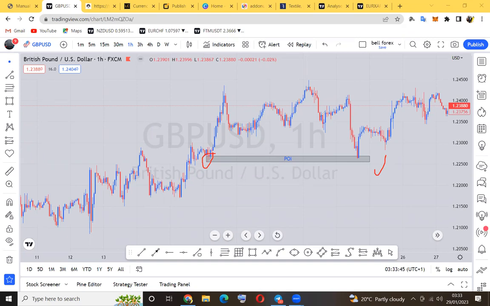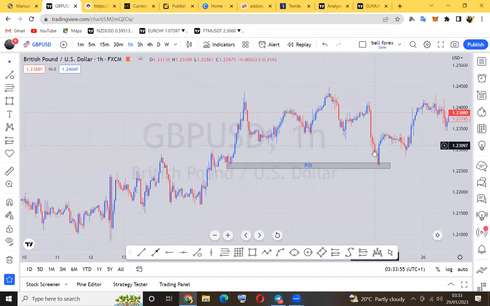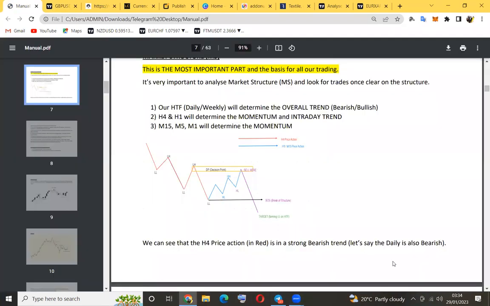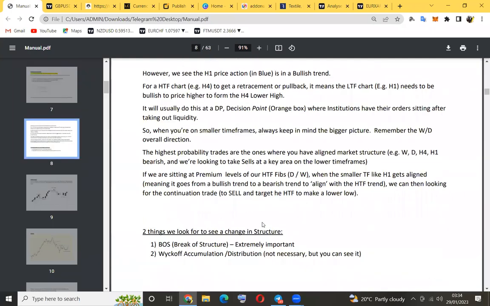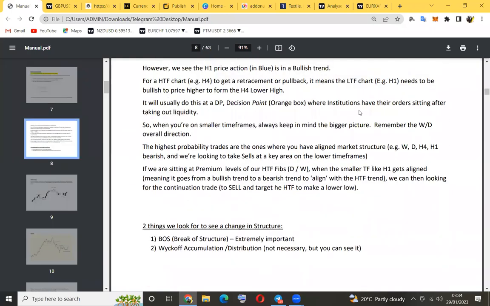So please. Now, before these institutions get to this point of interest, they would take off liquidity. And sometimes on this 1 hour time frame here, this is where the liquidity was taken off. You may not know where liquidity is. Listen to this manual that I did. So listen to this manual. I said here that where institutions have their orders sitting after taking out liquidity.